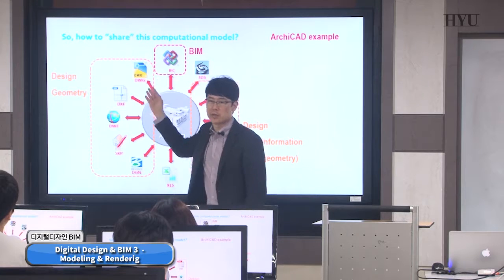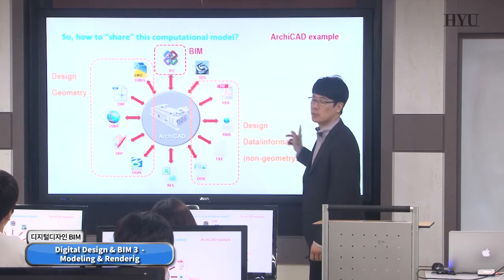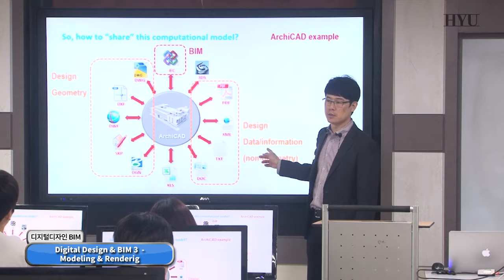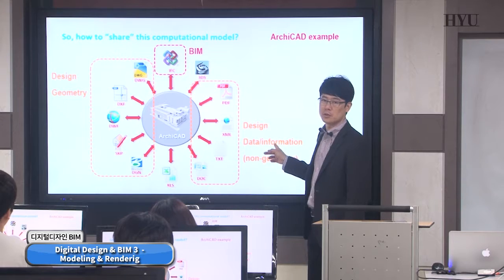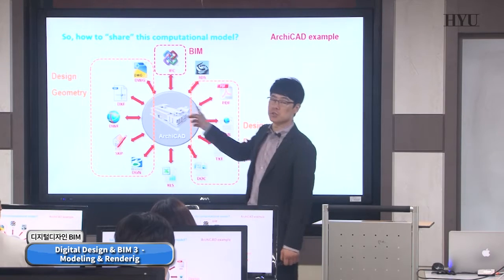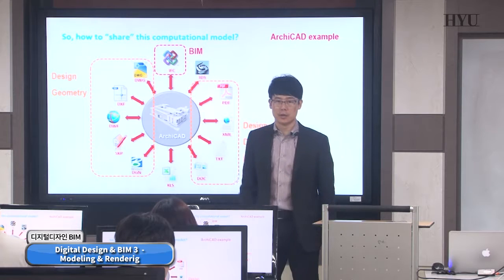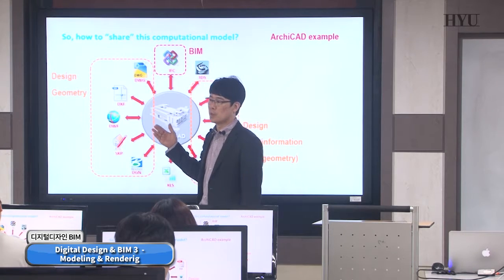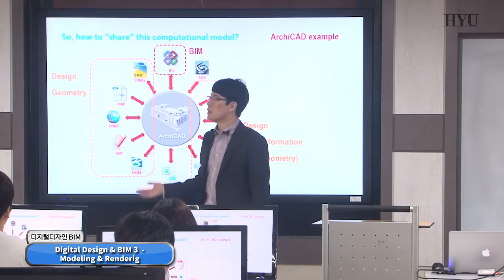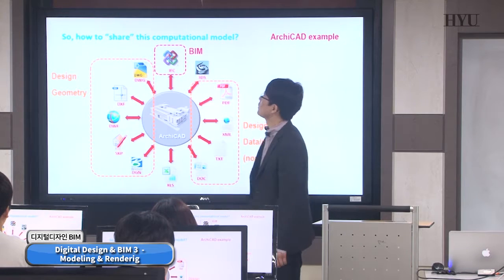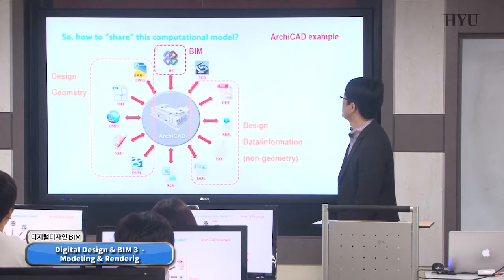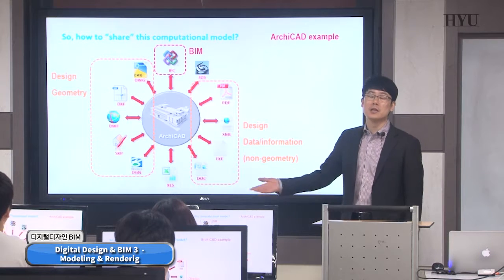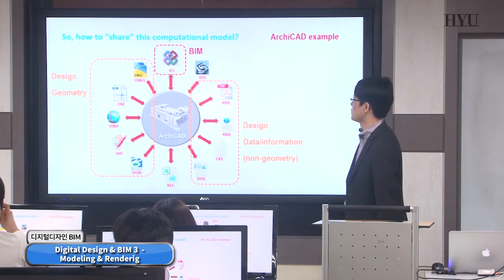Geometric data and associated information, properties, attributes, and their relationships are very complicated. They need to be kept consistent. That's another big issue. Anyway, interoperability is something beyond file exchange, or data exchange.